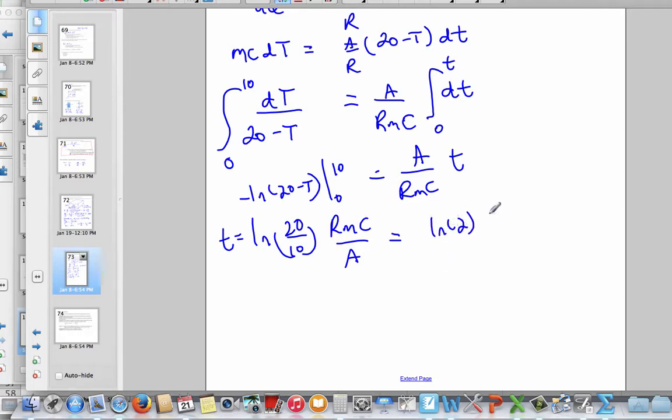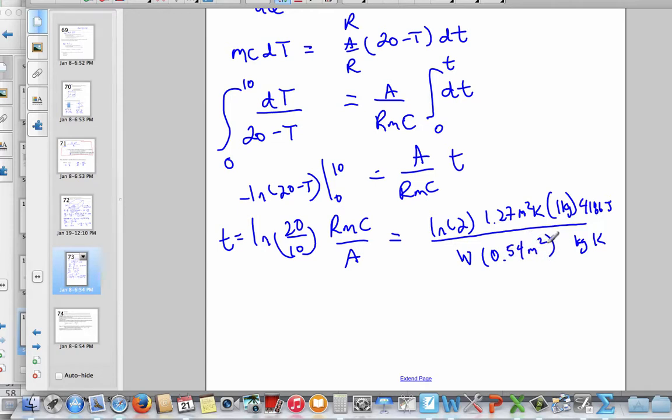multiplied by the thermal resistance, which is 1.27 meters squared Kelvin per watt. Then we've got the mass, well, it was 1 kilogram of ice and therefore 1 kilogram of water. The specific heat capacity, 4,186 joules per kilogram Kelvin. And then we've got to divide by the area. There were 6 faces. Each was 30 centimeters squared, so we worked out the area previously as 0.54 square meters.